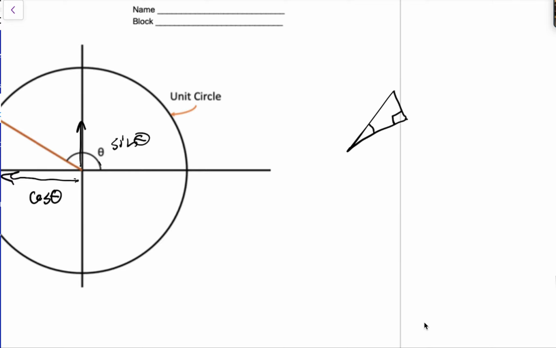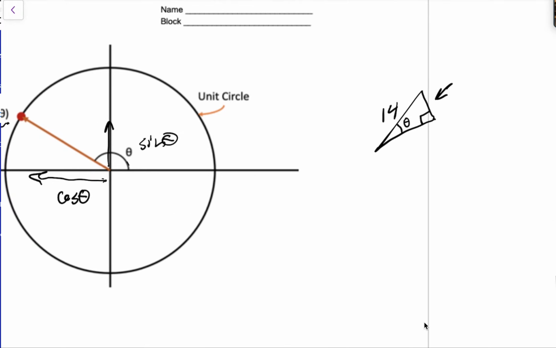And you have some theta in here, and this has some magnitude. We'll call it 14, just because. The length of this side is going to be the sine theta, because we are going up. We'll come back to this maybe in a moment, times the length of this, 14 sine theta.